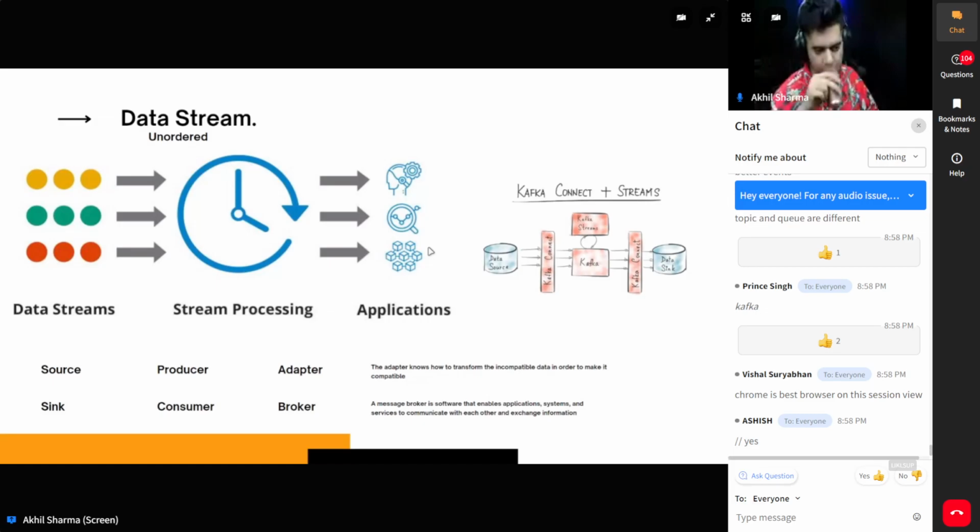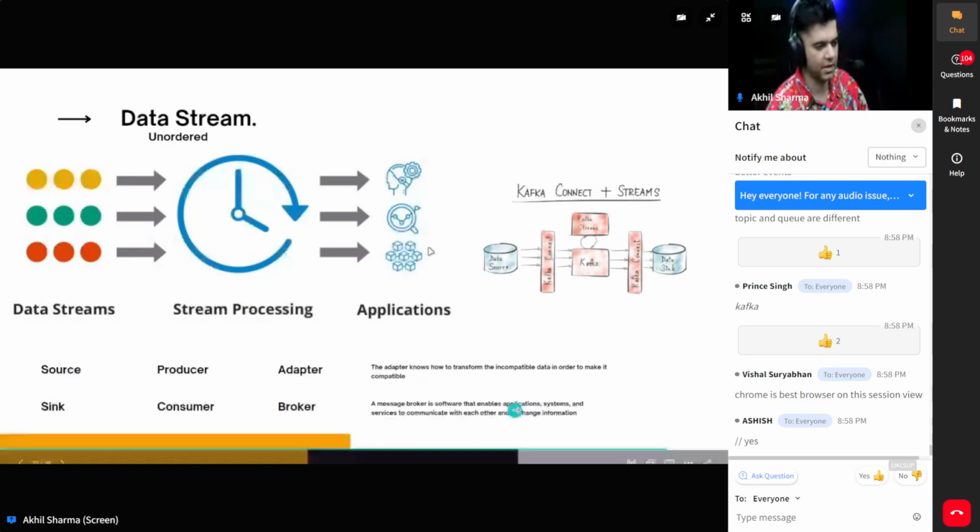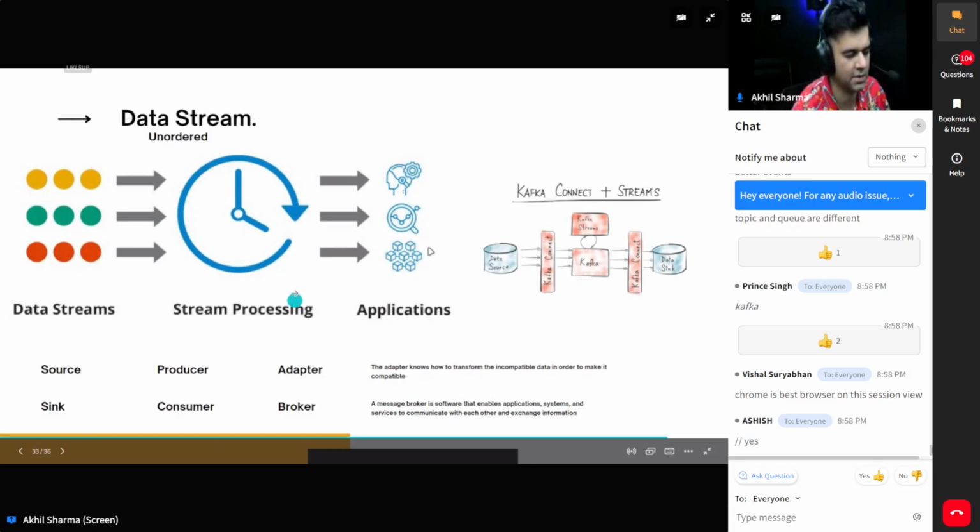Brokers basically enable systems to communicate to exchange information. Like I said, you don't need to understand these. It's completely okay if you don't understand any of this. Just understand data stream has a lot of data flowing through it in real time. Data gets processed in real time.